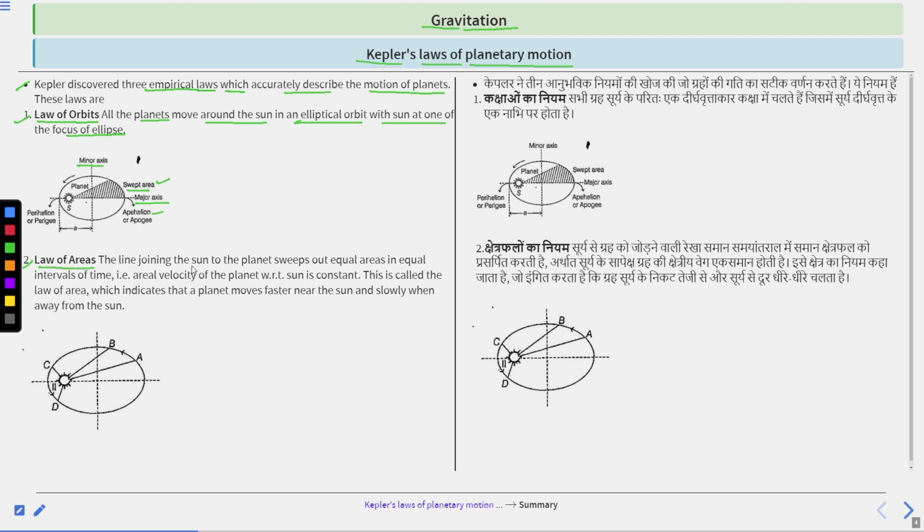The second law is the law of areas. The line joining the sun to the planet sweeps out equal areas in equal intervals of time. That is, the areal velocity of the planet with respect to the sun is constant. This is called the law of areas, which indicates that a planet moves faster near the sun and slowly when away from the sun. So suppose this is the sun and this is the elliptical path, and the planet follows this orbit.